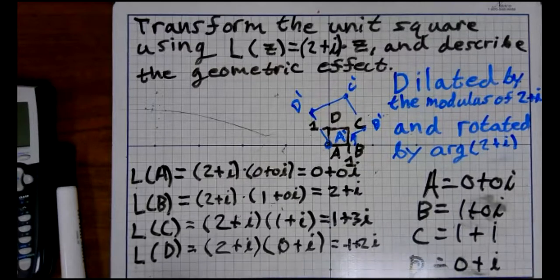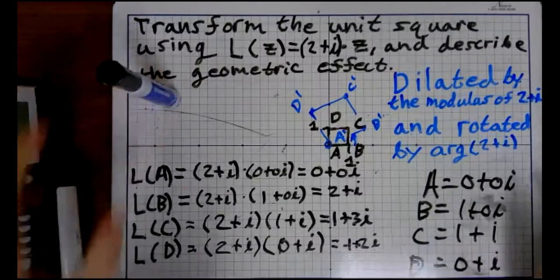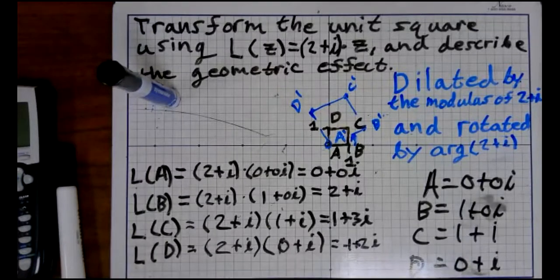And that makes it very clear what happens to a shape when I multiply it by a complex number. When you multiply a shape by a complex number, you rotate it by the argument of that complex number, and you dilate it by the modulus of that complex number.